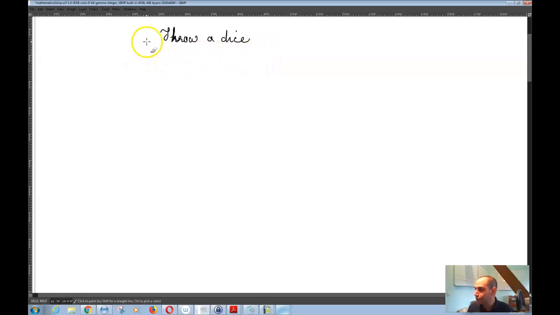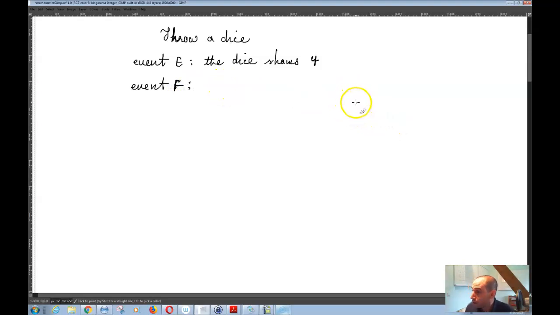So we have an event E that the dice shows basically 4, and event F which is basically the dice shows an even number. So these are the two events. Are E and F mutually exclusive?